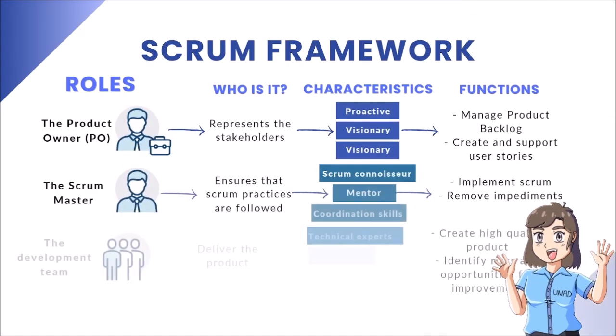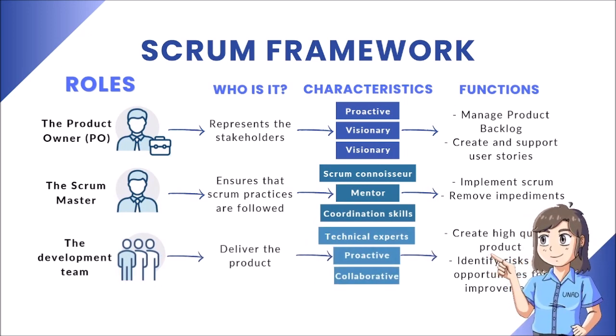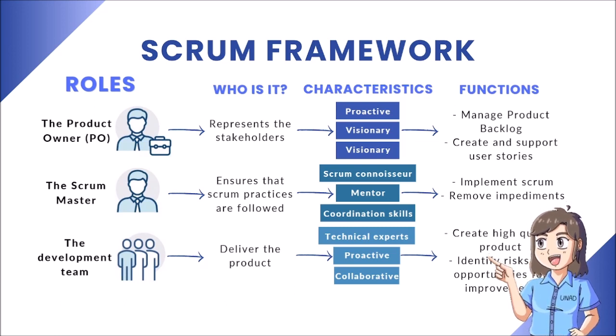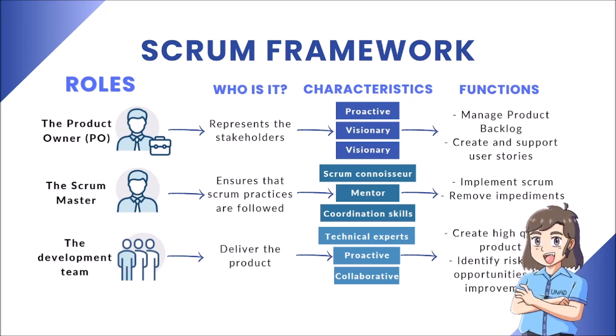Scrum framework. Focusing on the Scrum framework, this establishes a structure for organizing and executing work that consists of defined roles, ceremonies, and artifacts. Scrum teams have 3 specific roles. The product owner represents the stakeholders.